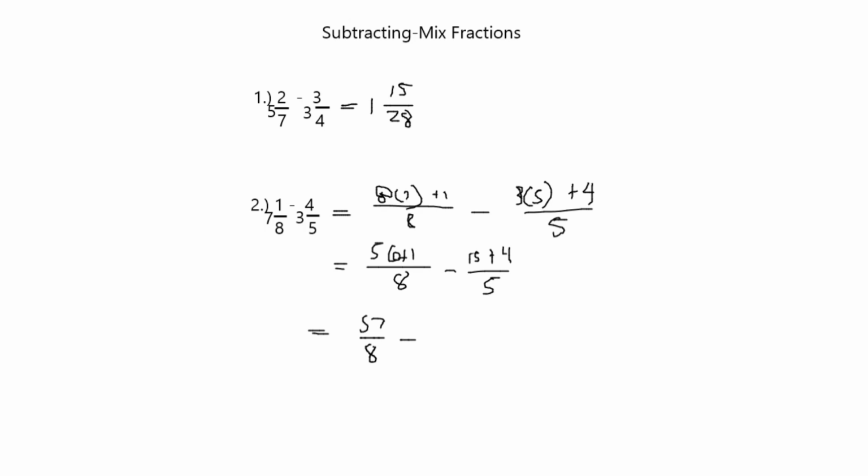So 56 plus 1 is 57. That's easy. But over 8 minus 15 plus 4 is 19 over 5. So notice we again don't have the same denominator. So we're going to use the technique once again. So let's use it. Let's just write.